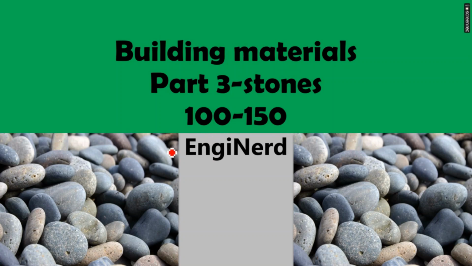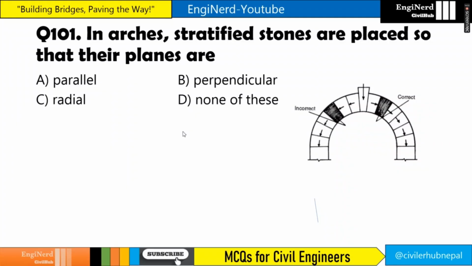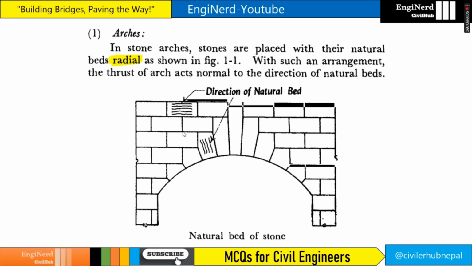This is the third part of the objectives of stones. Let's discuss from question number 101. In arches, stratified stones are placed so that their planes are what? Their planes are radial, right? If you see here in stone arches, stones are placed with their natural beds radial, right? Next, so radial means in this direction, right? So if you see here, they are placed in this, planes are in this direction.